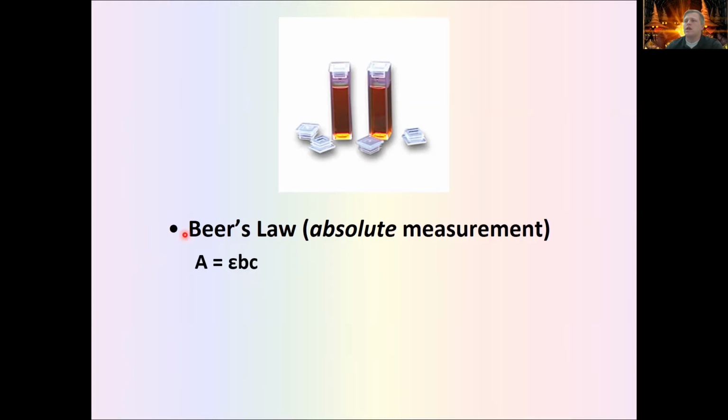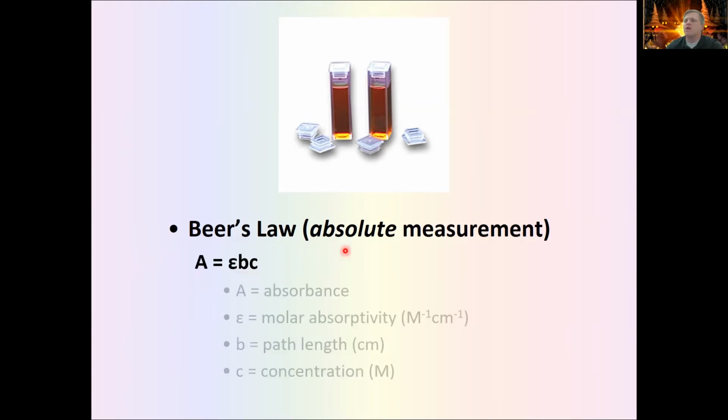So what all these letters in here stand for, the A, epsilon, B, and C, are listed right here. So A is our absorbance that we're going to get from a spectrophotometer, which I'll talk about in a minute. The epsilon is our molar absorptivity. Molar absorptivity is listed in units of per mole per centimeter. And B is our path length. This is the length of our cuvette that we're putting our sample in. And this will be in centimeters.